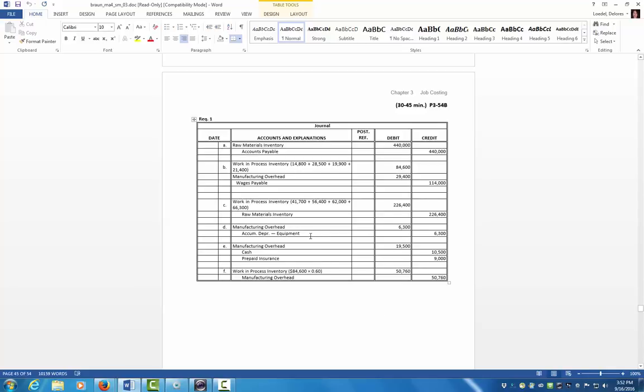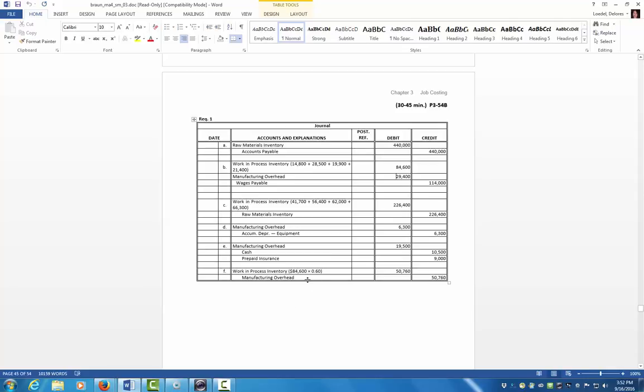The equipment piece of $6,300, that is also given to us in part D of the information. The manufacturing overhead of $19,500 is given to us in these 2 pieces in part E. Equipment rentals and prepaid plant insurance that has expired, so both of those are given to us. So that's where that entry comes from.